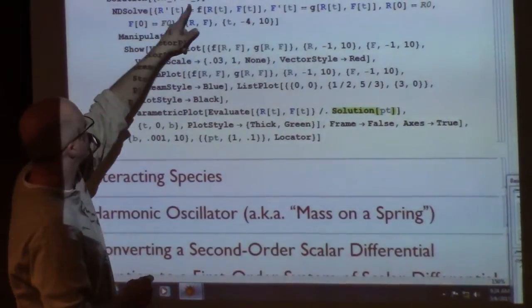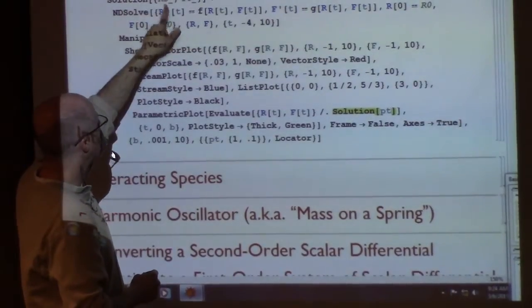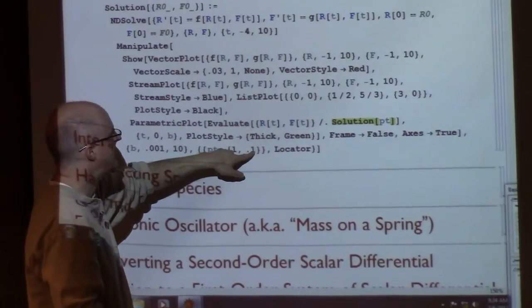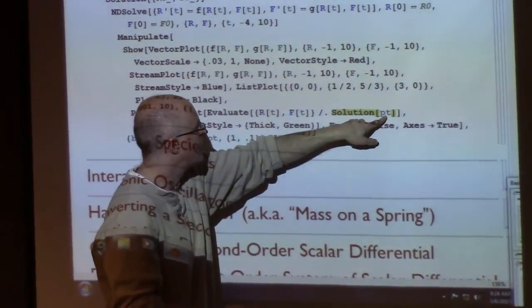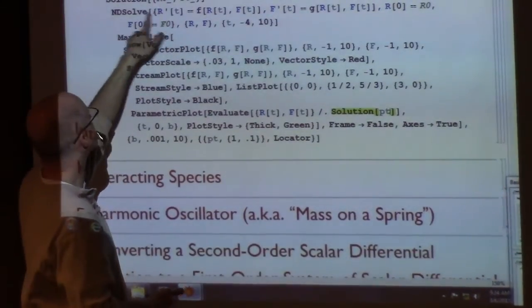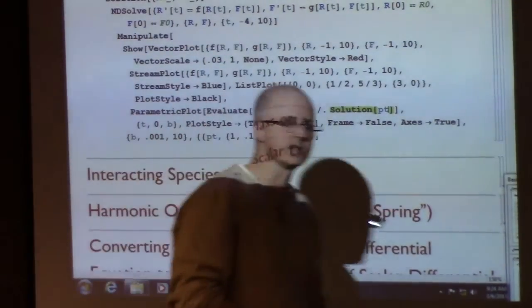I needed to put the curvy braces up here because PT is a list, a point. And if I wanted to have it in there without doing some other modifications, I needed to have the input of solution be a point. I'll list the two entries.